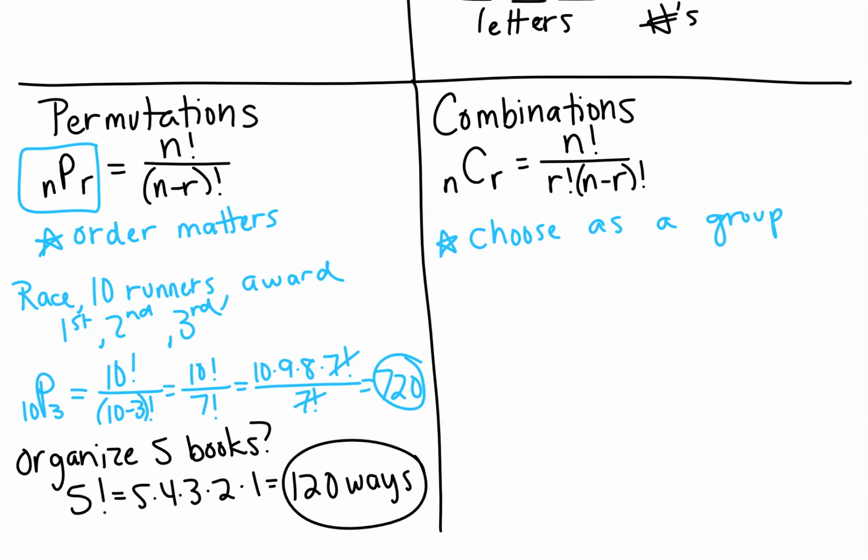When we say ways or when we say outcomes, we're talking about the same thing. Ways, outcomes, possibilities, those are all the same.